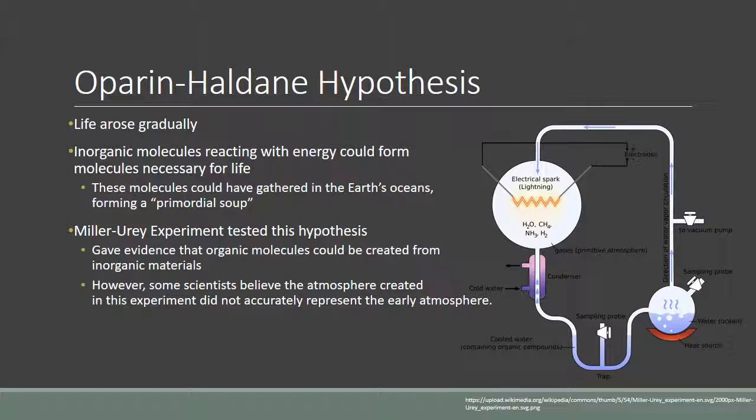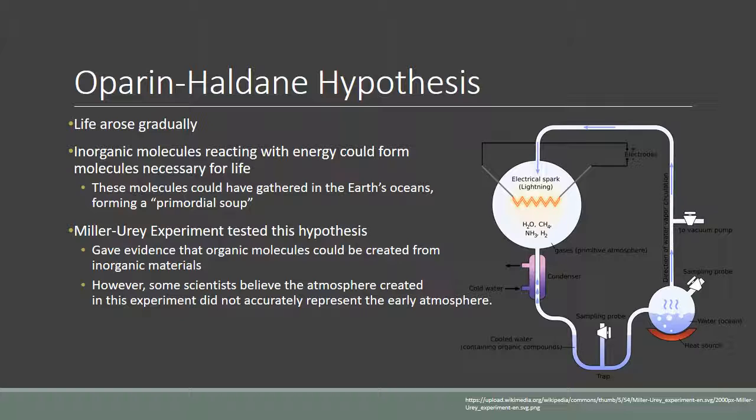One is the Oparin-Haldane hypothesis. This states that life arose gradually from building blocks like amino acids or nucleotides, forming first and then combining to form more complex molecules. Because of the early atmosphere, inorganic molecules could have reacted with energy from the sun or from a lightning strike to form molecules like amino acids or nucleotides. These could have accumulated in the oceans and formed a primordial soup, which could have then reacted and combined and formed larger and more complex molecules.